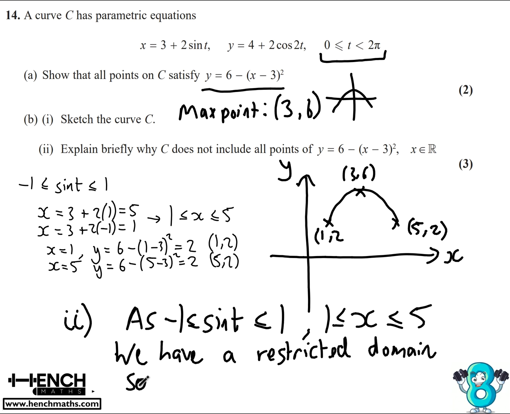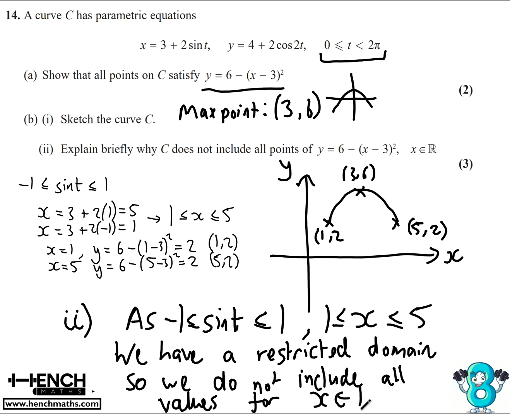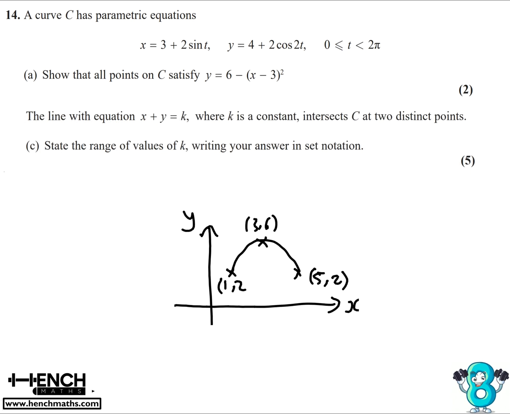So we do not include all values for x in the set of real numbers. The line with equation x plus y equals k, where k is a constant, intersects C at two distinct points. So we have this equation intersects the curve at 2 points. State the range of values of k, giving your answer in set notation.